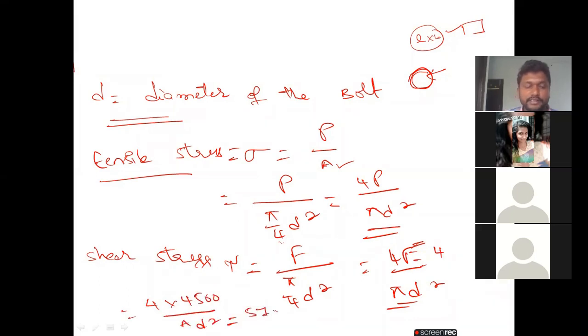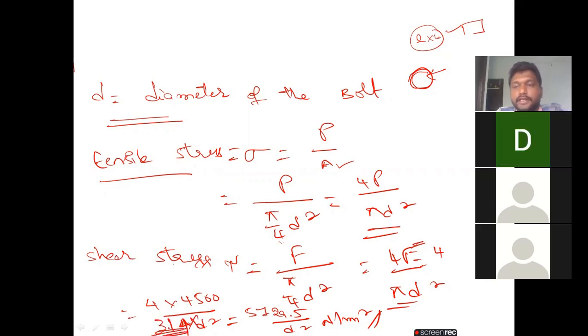So I get a total of 5729.5 by d square. Is it right? Anyone please confirm. 4 into 4,500, how much? Please use a calculator. My dear students, if you don't use a calculator, that is not my problem. Pi is nothing but 3.14.